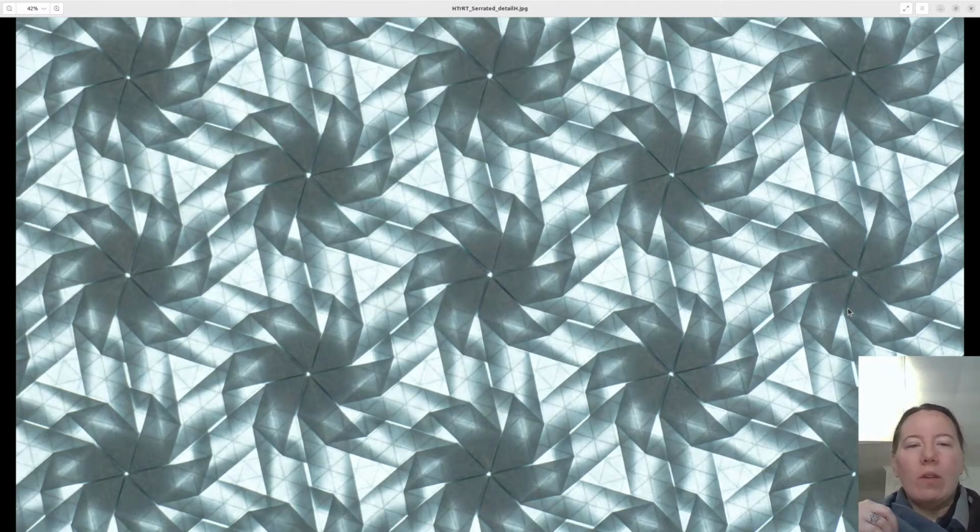But what I want to talk about today is less about photography and more about the conceptual frameworks underlying the pattern. I should mention this pattern is called Serrated. It's a pattern that I folded during a live stream. If you search Serrated on my channel, you'll find that.